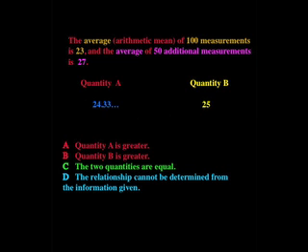Now we're ready to compare the two quantities. Quantity A is 24.333 and quantity B is 25. Which quantity is larger? The answer is B.